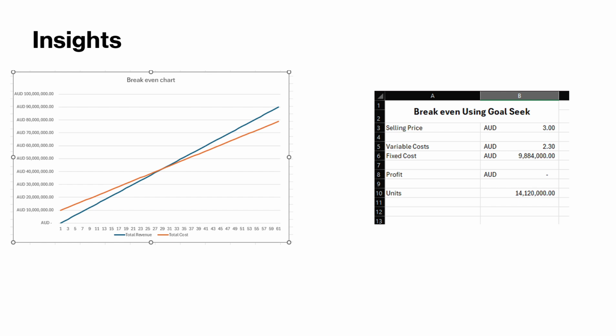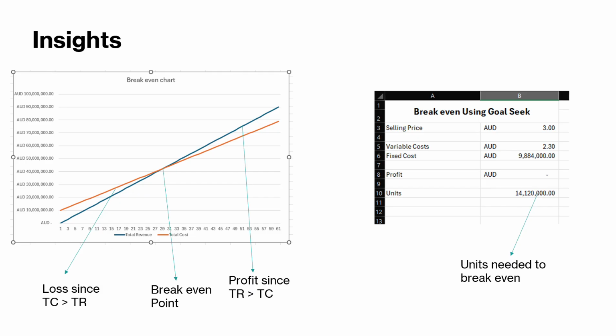And these are the insights that I got, where I discussed the exact number of units to break even, the profit, the exact break-even point, and the beginning part is the loss. And this was taken for more units. We only did up until 20,000.